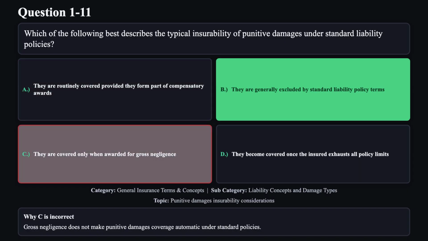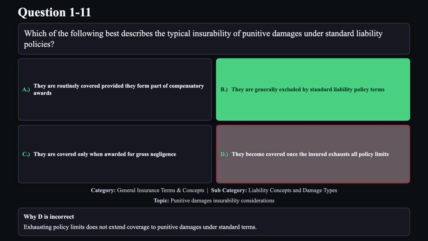Reason C is not correct. Gross negligence does not make punitive damages coverage automatic under standard policies. Reason D is not correct. Exhausting policy limits does not extend coverage to punitive damages under standard terms.